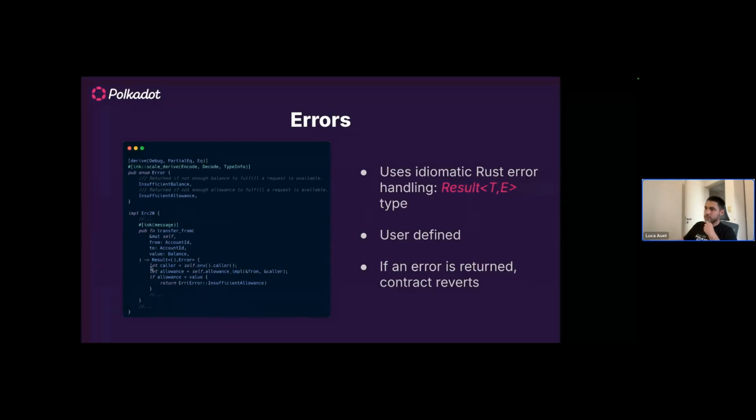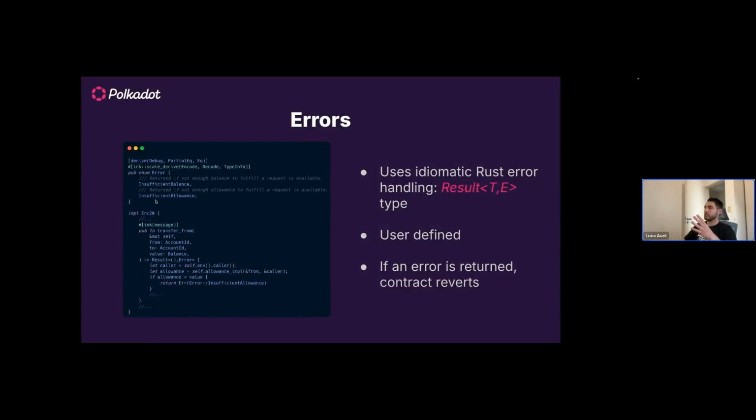So here we're checking who is calling the function with this self and caller. Then we are checking how much money he is allowed to move from the from account, and if this amount is less than the value he wants to transfer, we should revert the contract and return an error, okay? And this is what we're seeing here.